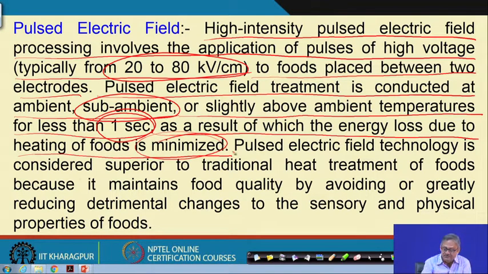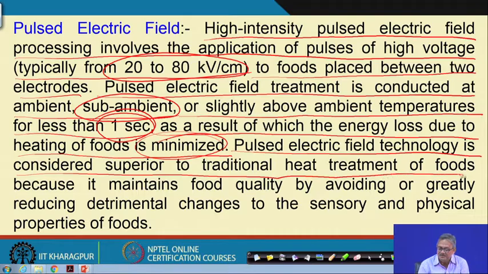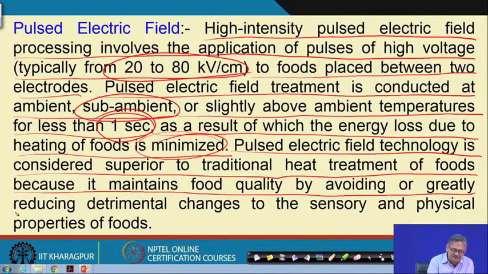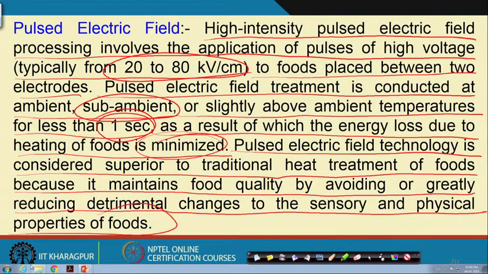Pulsed electric field technology is considered superior to traditional heat treatment of foods because it maintains food quality by avoiding or greatly reducing detrimental changes to the sensory and physical properties of the food. That is another one which is very, very important, right.